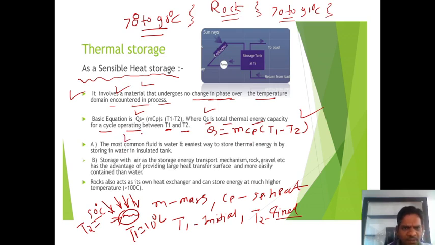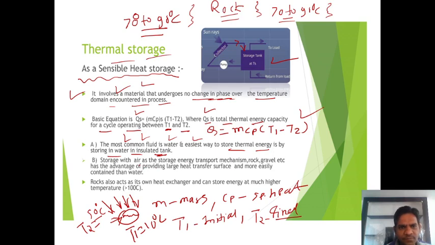Then, the most common fluid is water, and the easiest way to store thermal energy is by storing water in an insulated tank. If you consider this diagram, this is the storage tank and this is the collector. So hot water will be stored inside which tank? In the insulated tank. OK, so this is one of the methods to store thermal energy.